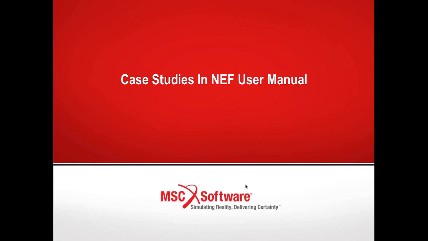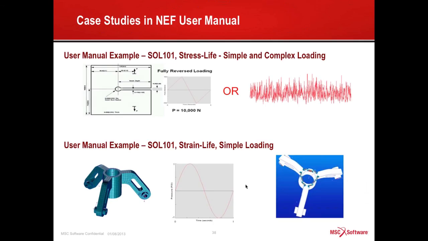I'm going to show first of all some of the case studies that exist in the user manual, and then a couple of other case studies that we've been involved in more recently. In the user manual, you'll find a series of examples, starting off with something rather simple, a keyhole specimen, with either a simple fully reversed load or a time history applied. That's a solution 101, so it's a static analysis with a stress life approach. There is also a spider model with a simple loading. That one is analyzed with strain life.